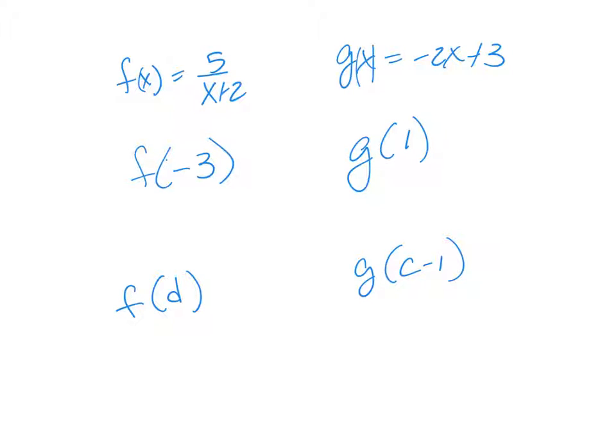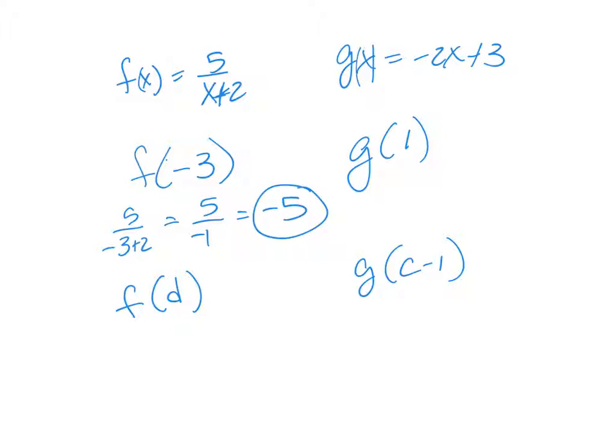This last part is about plugging into functions. If f of x is 5 over x plus 2, how would we find f of negative 3? What do we do with that negative 3? You plug it in for the x, so it would be 5 over negative 3 plus 2, which is 5 over negative 1, which is negative 5. Is that x plus 2? Yes, it is.